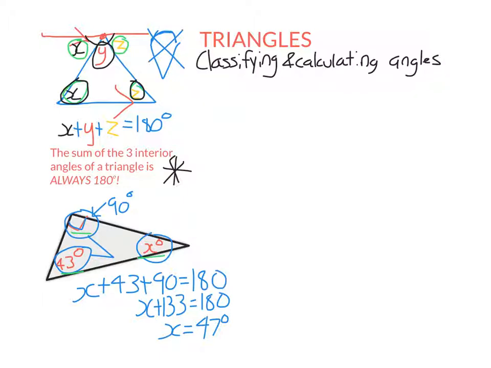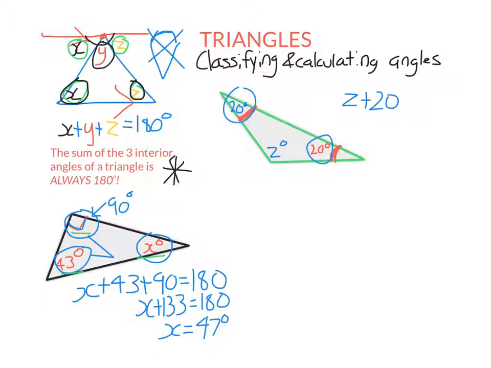So let's look at another example. Let's now look at the green triangle and figure out what Z equals. Just so you know, if you have this arc here, it means those two angles are equal. So if this one is 20 degrees, this one must also be 20 degrees. So we have that Z plus this angle plus this angle must add to 180 degrees, because the angles inside any triangle add to 180 degrees.